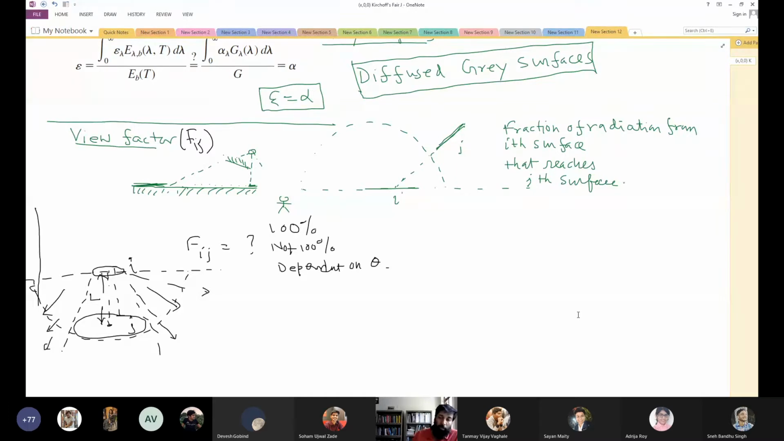For example, if we have two discs like this, we take a differential area somewhere here and another differential area somewhere here, find the view factor between them, and then integrate over the entire small disk and large disk, and we'll get the view factor between these two disks. So that is the strategy for obtaining view factor.